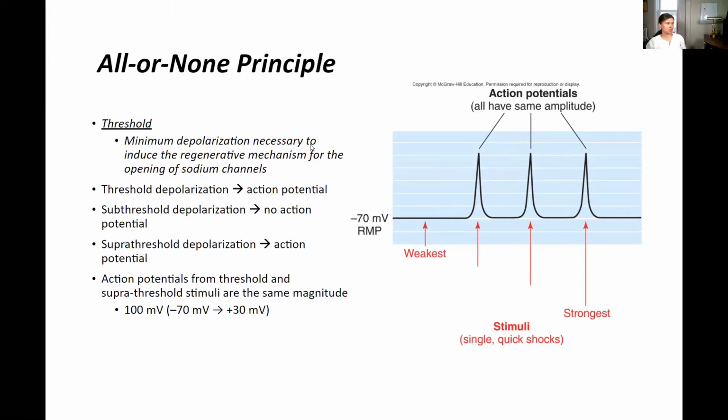Whenever we hit that threshold, whenever we hit negative 55 millivolts, this is the minimum depolarization to induce an action potential. But it also doesn't matter if we manage to depolarize the cell.